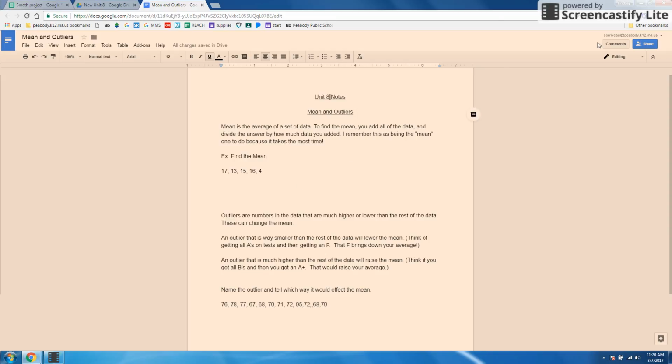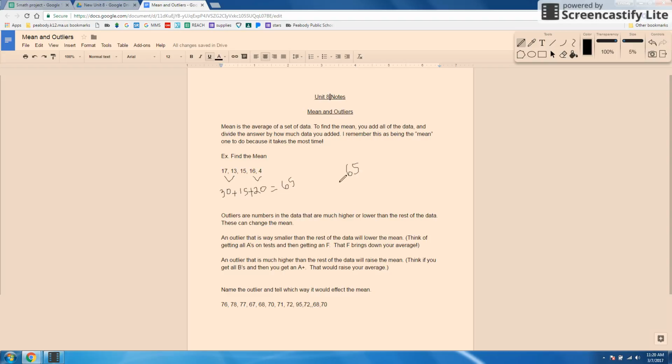So let's try the example for this one. It says find the mean. So we're going to find the average for this. What you do is you add all your numbers together. And here's the way that I do it. You don't have to do it this way, but I do it this way because it helps me a little bit. So I add things that I can add quickly in my head. I know 17 plus 13 is 30. So I'm going to add those. I know 16 plus 4 is 20. And I know 15 is just 15. And now I can add these really quickly in my head. So 30 plus 20 is 50. 50 plus 15 is 65. So my total when I add all of those numbers is 65.